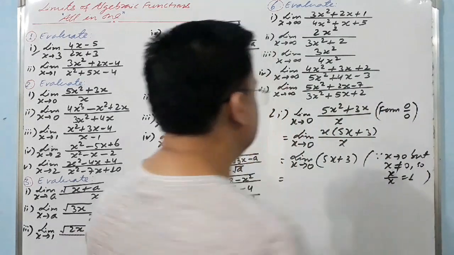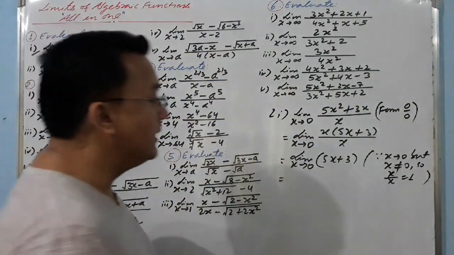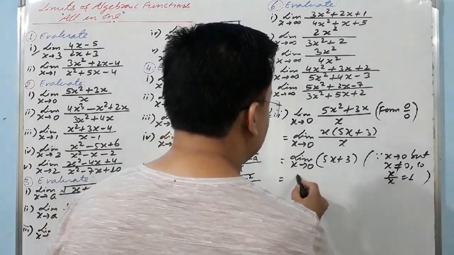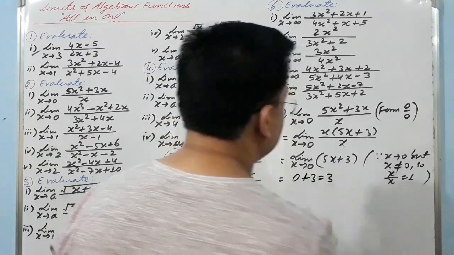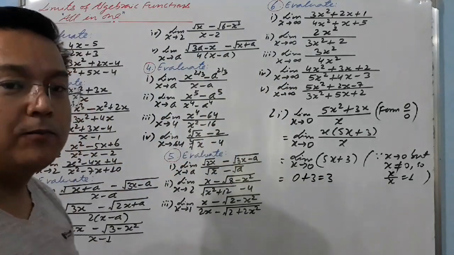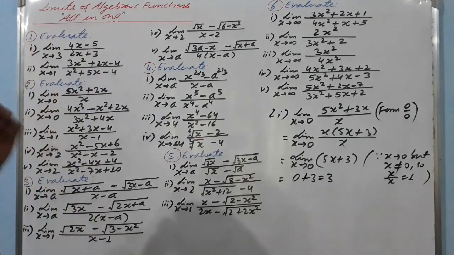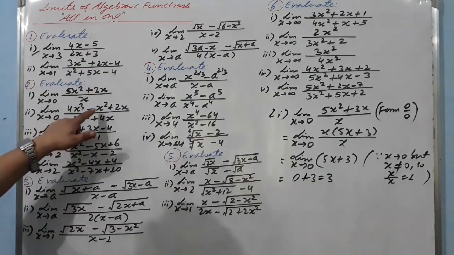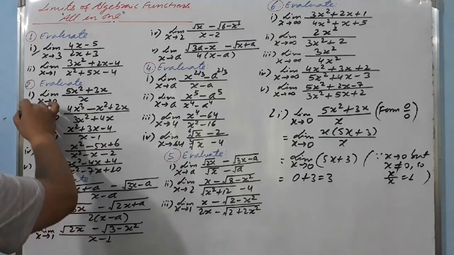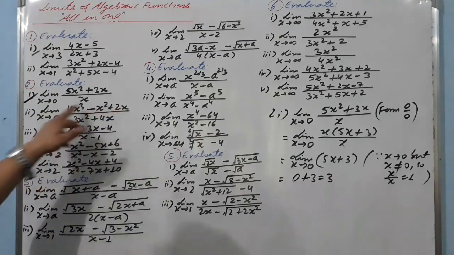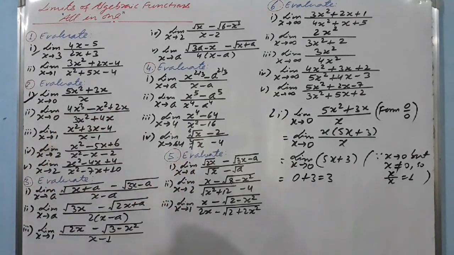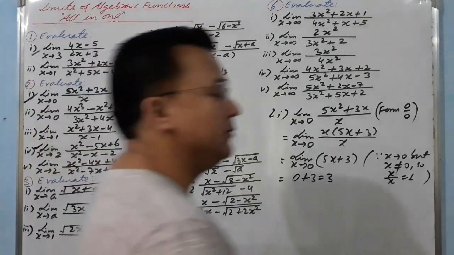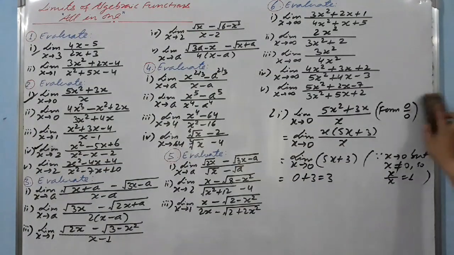Now as x tends to 0, 5x goes near 0, so 0 plus 3 is equal to 3. So 3 is the limit of the function, so easy. Here also I have done this question, easy, x common, the same procedure you can do. These last three questions are of the same type. Now I'm going to tell you how to simplify the fourth one.